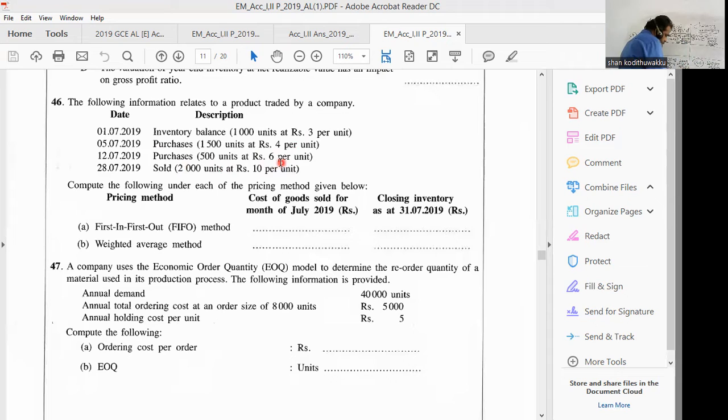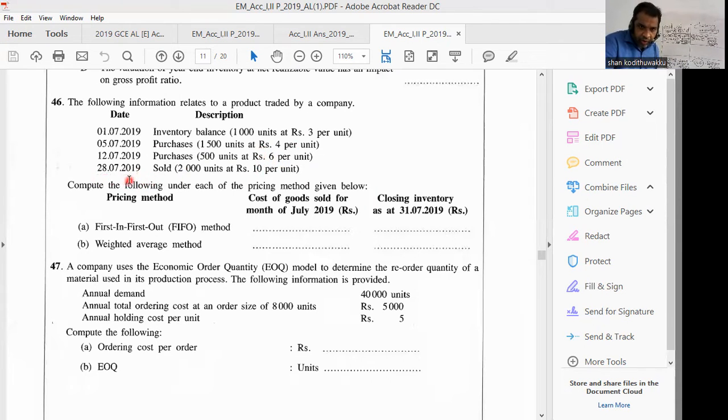Here you got 3,000 from the second purchase. You add another 500. Total value is 12,000. Now you can calculate the average price at that moment. 12,000 divided by 4,000, that is 12 divided by 4, 3. Right.